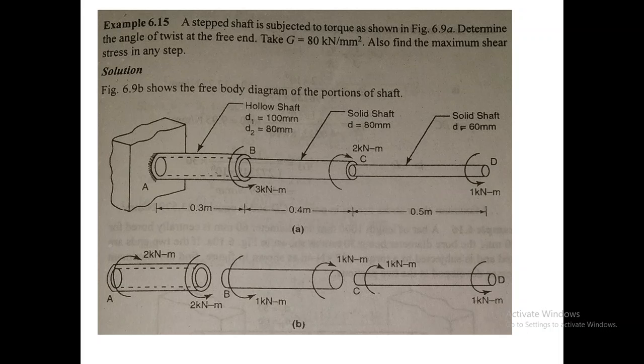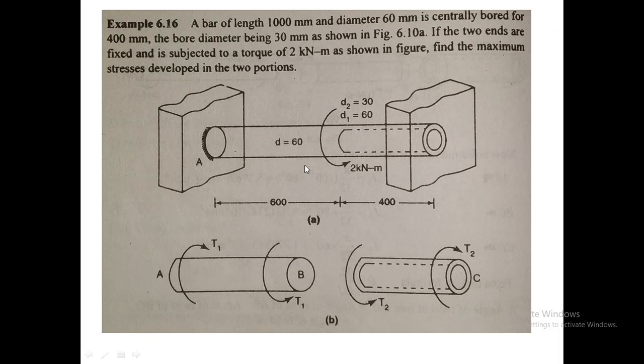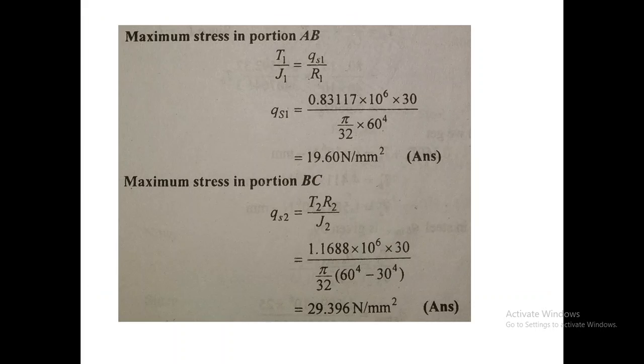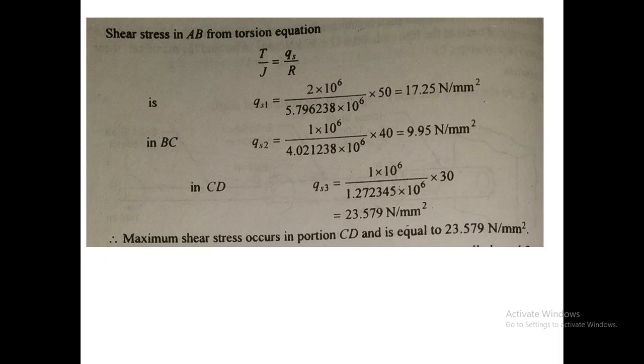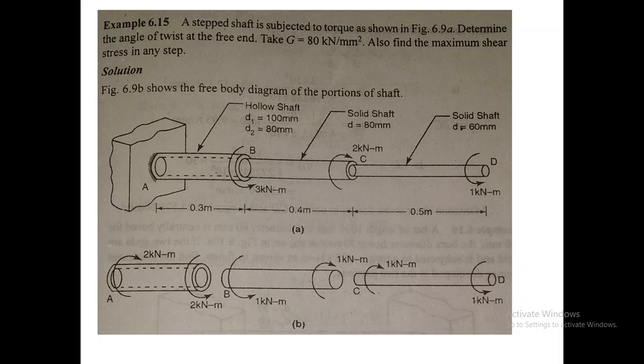So we have one more problem here. Here it is again a stepped shaft, and you can see it's a combination of two solid shafts and one hollow shaft with different diameters and lengths. Just look at all the data and the diagrams here, and we will calculate the angle of twist at this end. So what is the angle of twist we will be getting here?